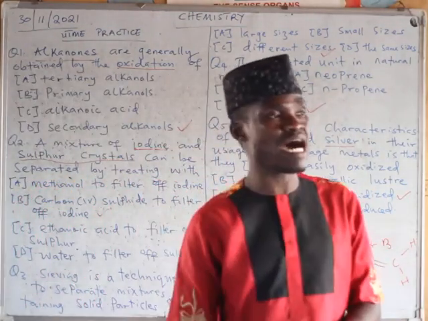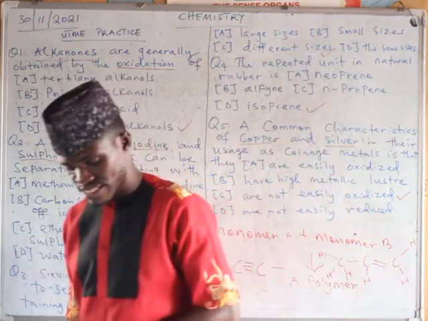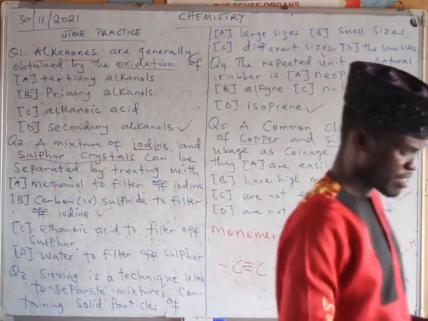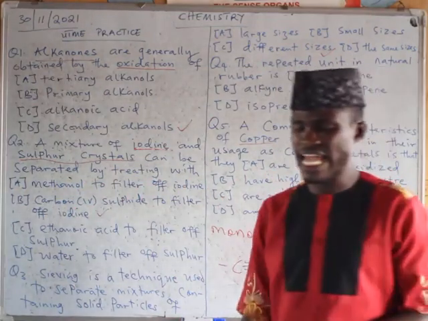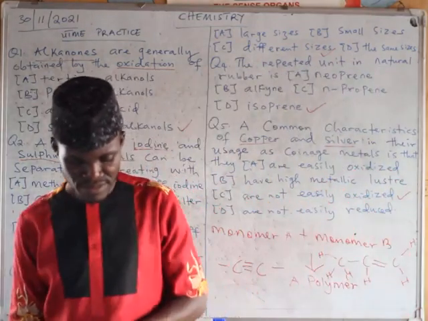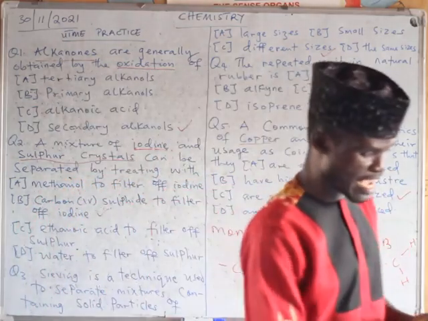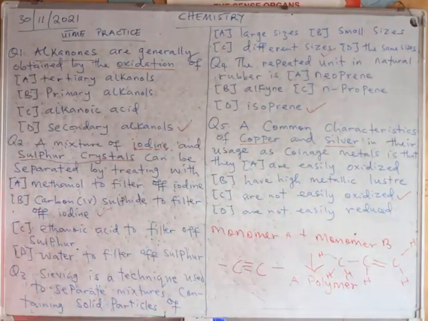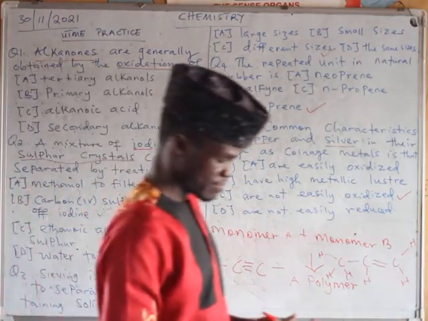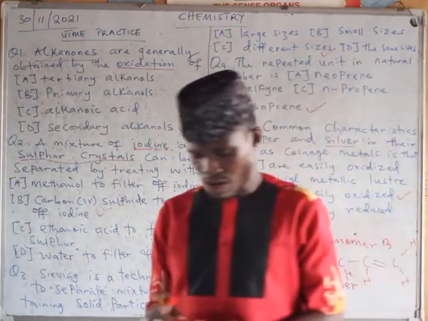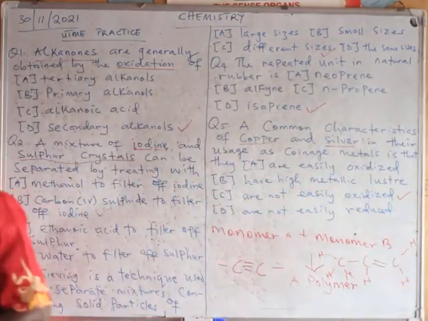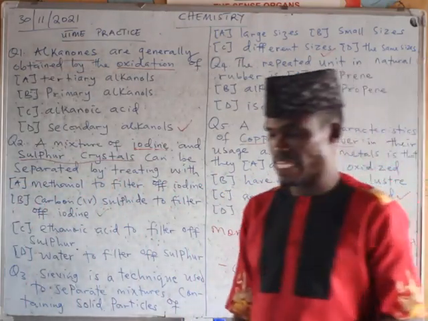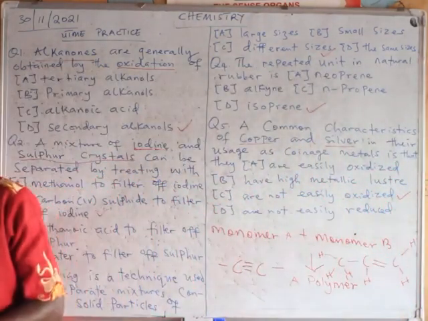Option C, create an element. Are we there? Then option D, split an element. That is option D.